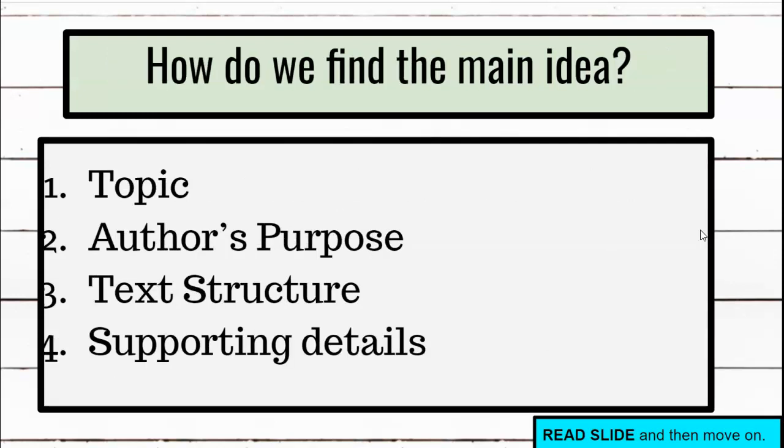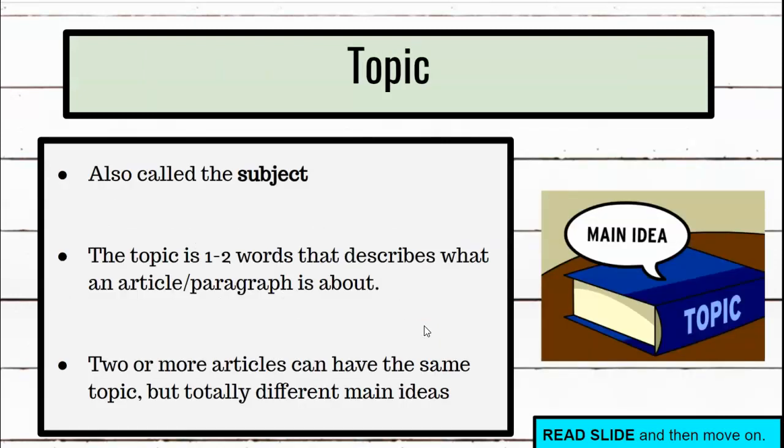So how do we find the main idea? Easy. We look at 4 different things: the topic of the text, the author's purpose, the text structure, and the supporting details that they provided. Starting with the topic, it is also called the subject. A topic is really just 1 to 2 words that describes what an article or paragraph is about.